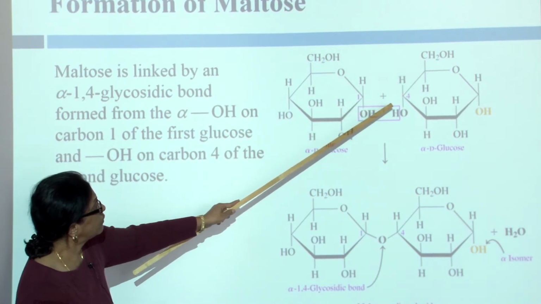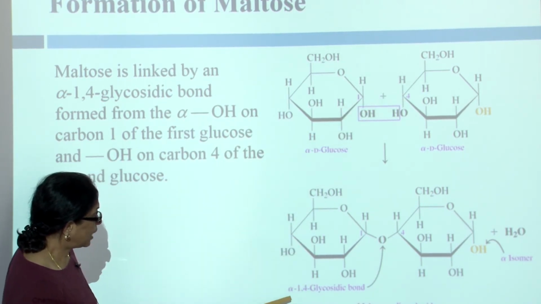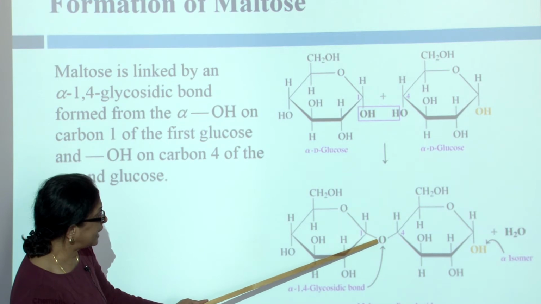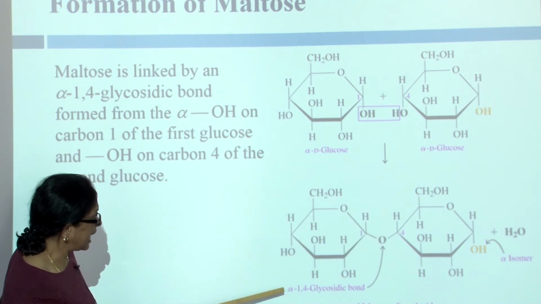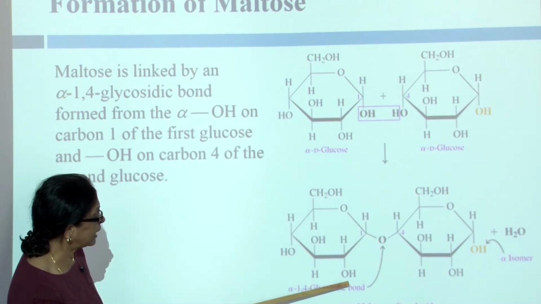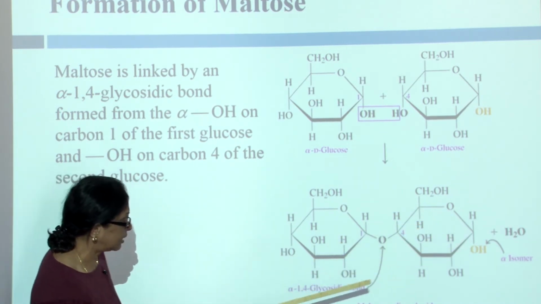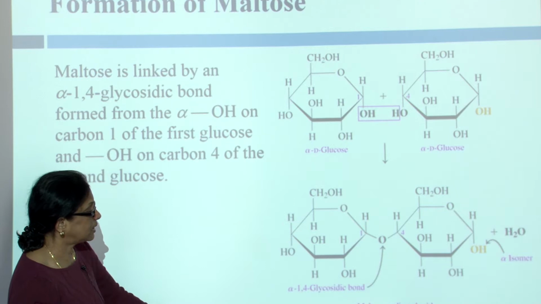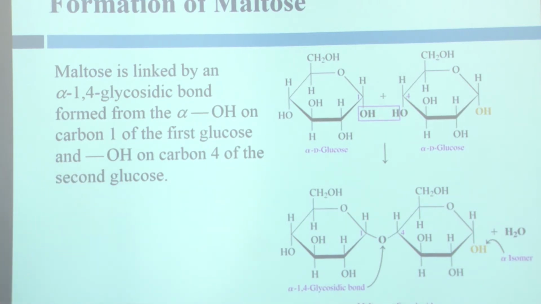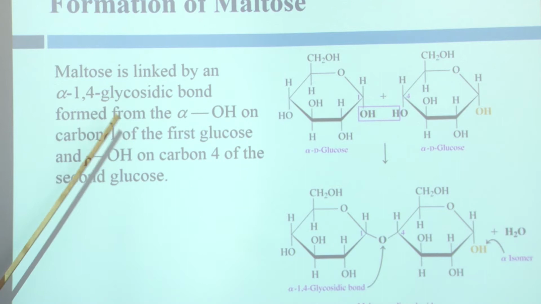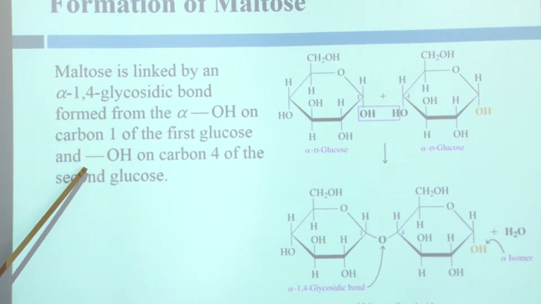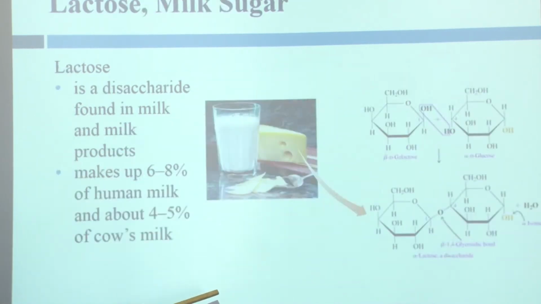So it is a 1, 4 glycosidic bond, an alpha 1, 4 glycosidic bond, and the remaining isomer here is the alpha isomer, alpha maltose, a disaccharide. This is our learning goal. When you are looking at maltose, it is the alpha 1,4 glycosidic bond, and you call that alpha maltose.